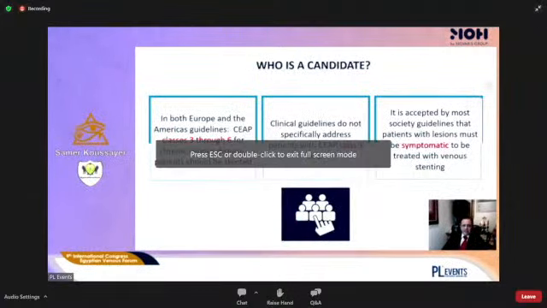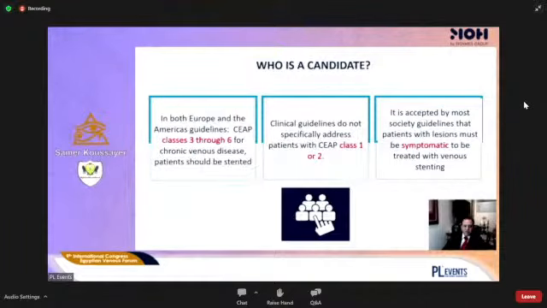So who then is a candidate in both the European and American guidance? They said CEAP class 3 through 6 for chronic venous disease. Patients should be stented, but the clinical guideline did not specifically address patients with CEAP class 1 or 2. But it is acceptable by most society guidelines that a patient with a lesion must be symptomatic to treat it with venous stenting. So we cannot just do venous stenting just because we see compression or May-Thurner syndrome on CAT scan. The patient has to be symptomatic or have an ulceration to be treated, and it has to be, as I said, CEAP class 3 through 6.